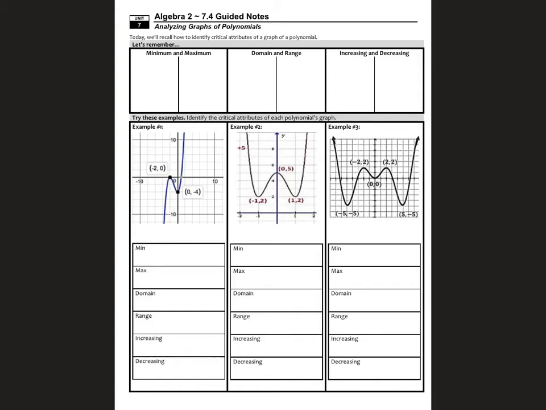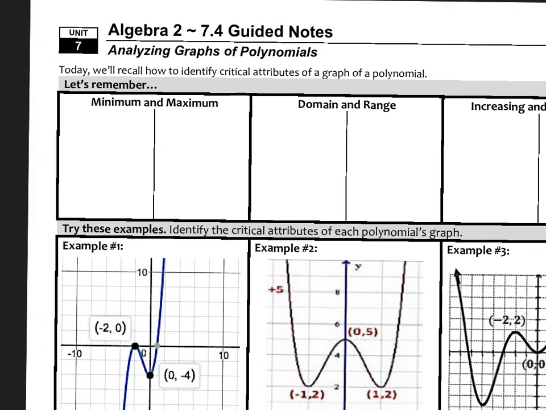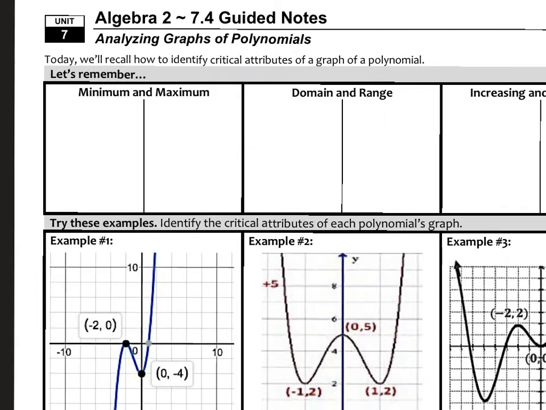Okay, guys, today we're going to start looking at the graphs of polynomials and just analyzing what's going on with them. This should look very familiar to what we did in Unit 1. But let's just do a quick refresh, okay? When we're talking about the minimum or the maximum, we're talking about a point. So an x value and a y value, okay? That's for both the min and the maximum. So it's just going to be a single point.